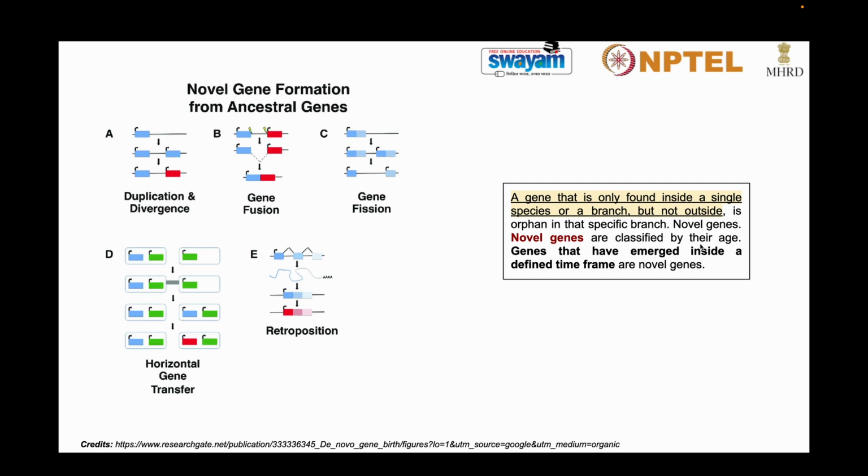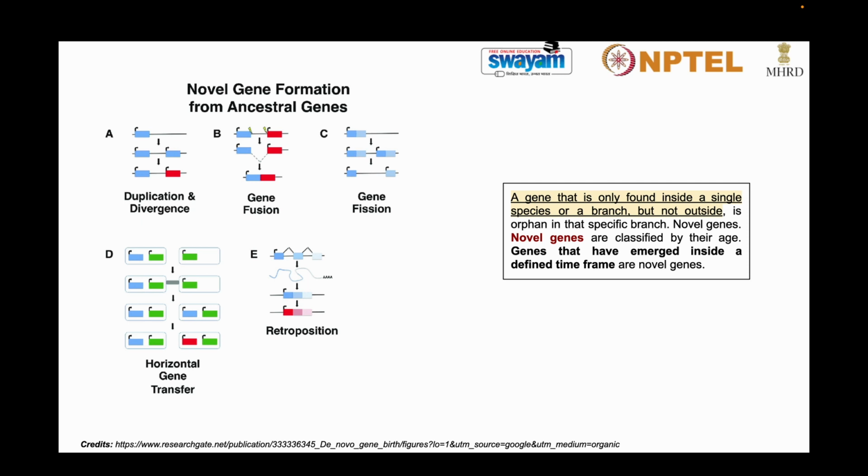Novel genes are classified by their age. It means genes that have emerged inside a defined time frame are the novel genes. In simple words, novel genes are the genes that are only present in that particular species. They have not come from any ancestral species. You only observe that particular gene in the individual which you are studying right now. So how did novel genes come about? There are different factors or reasons for how novel genes arrived.